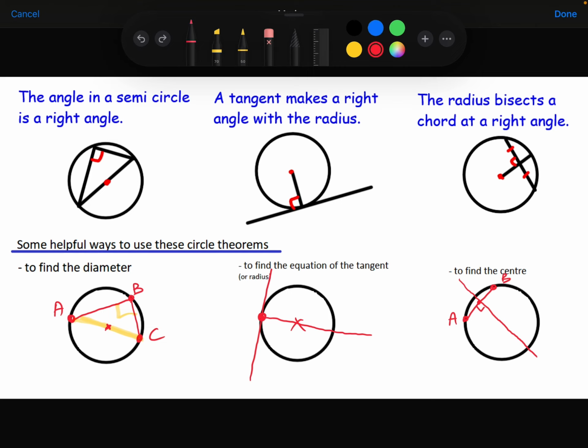If I know another point on the circumference, let's say I know point C over here, then I could do a similar thing by working out the perpendicular bisector of BC. And then I know that the centre of the circle is on both of those lines, so I could do simultaneous equations to work out the centre there.